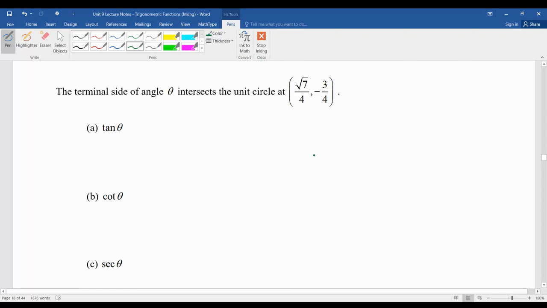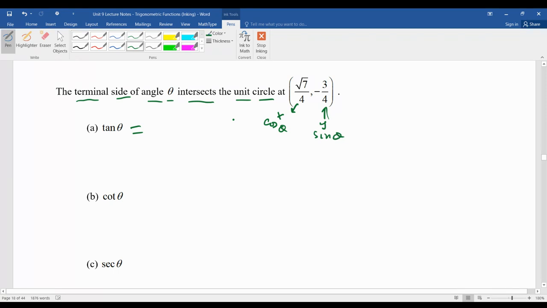Another example. The terminal side of an angle theta intersects the unit circle at this point. We don't have to make another figure. We know that the tangent is y over x. This is x, also the cosine of the angle theta. This one is the y, also the sine of angle theta.